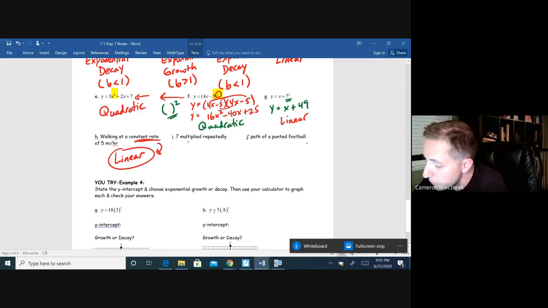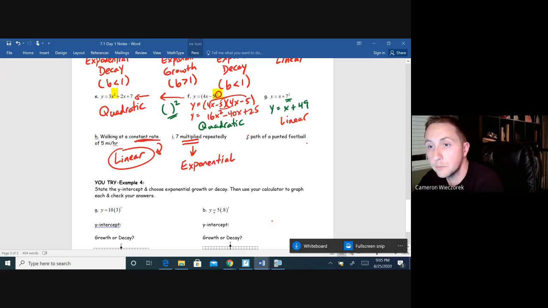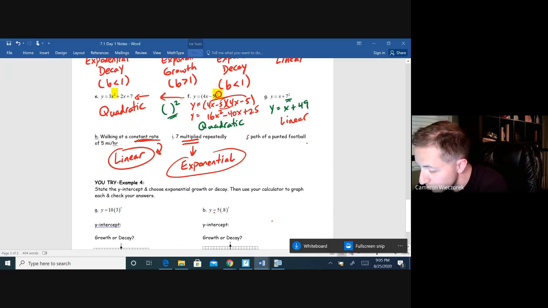7 multiplied repeatedly. It's like our bacteria from the beginning example from the front page. In that one, it was multiplying by 2 repeatedly. Here we're multiplying by 7 repeatedly. Anytime you have something that's being constantly multiplied, that's going to be an exponential function, because the pattern is based on multiplication. That's what your B value is. It's your multiplier, your growth or your decay factor. So my key word in the first one here was constant rate. My key word here is multiply.